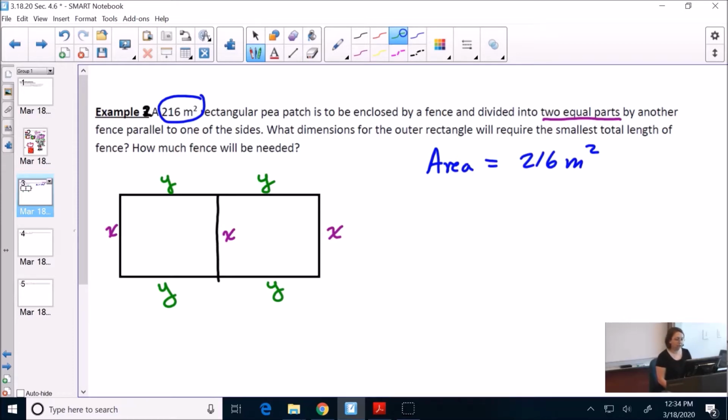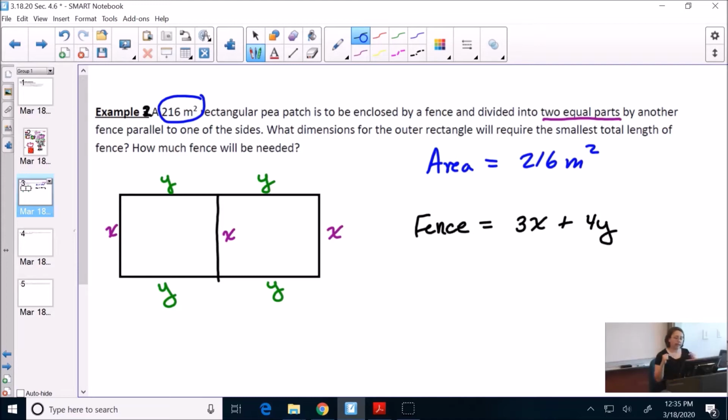What dimensions for the outer rectangle will require the smallest total length of fence? Now the fence, remember, is every single side and that middle piece. So how much fencing do we need? Can't call this perimeter necessarily because they have to include that middle section. So if you want to call it F for fence, you can, or you can call it P for perimeter. Just remember, you have to include that middle piece of fence as well. So how much total fence do we need? Let's add up all those little pieces of fencing. So there are 3 X's worth of fencing, and there are 4 Y's worth of fencing. That's how much total fence we need.